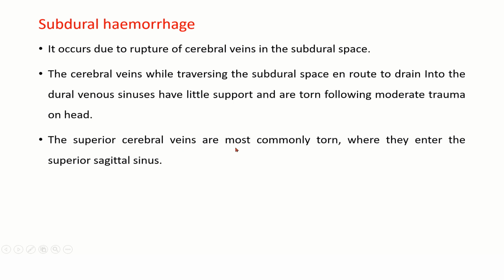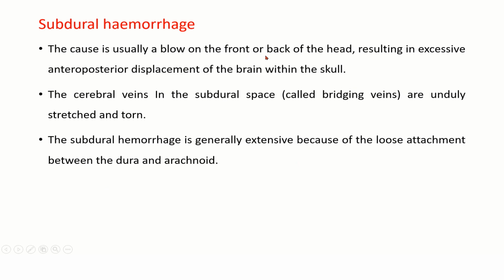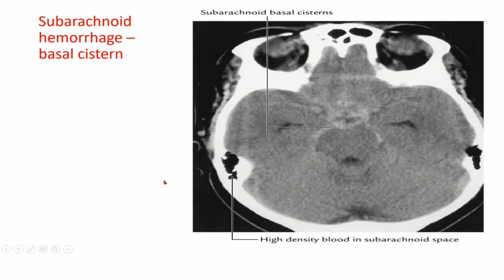The superior cerebral veins are most commonly torn where they enter the superior sagittal sinus. The cause is usually a blow on the front or back of the head, resulting in excessive anteroposterior displacement of the brain within the skull. The cerebral veins in the subdural space are called bridging veins, which are unduly stretched and torn. Subdural hemorrhage is generally extensive because of the loose attachment between the dura and arachnoid.